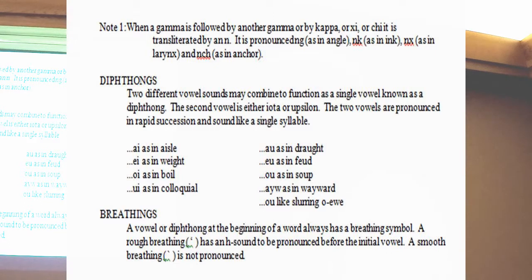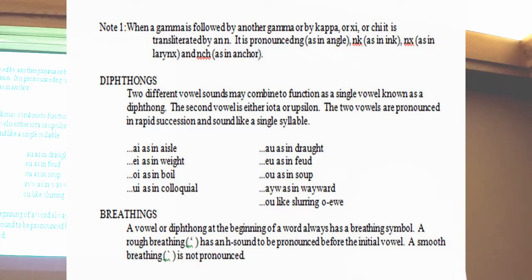Now, the gamma has something that's special. When a gamma is followed by another gamma, or gamma kappa, or gamma chi, it is translated as an N. That gamma becomes an N as in angle, ink. And so there's some special things that happen with that gamma.